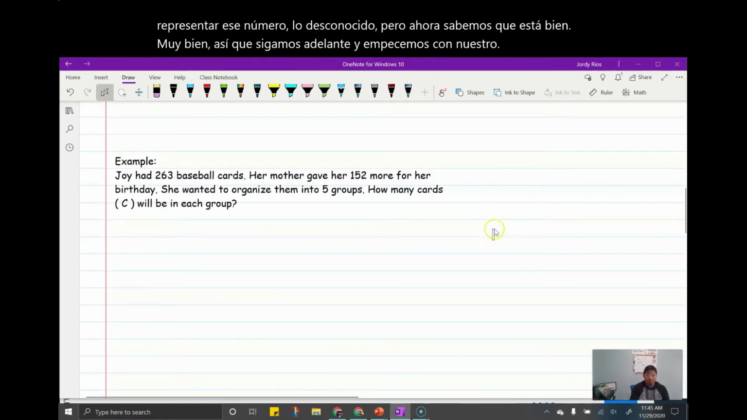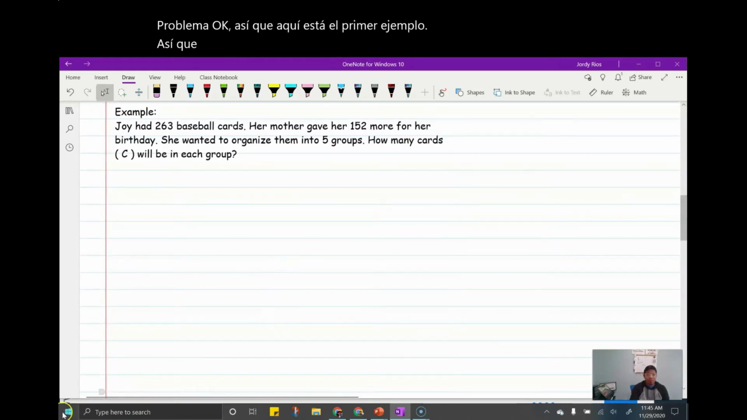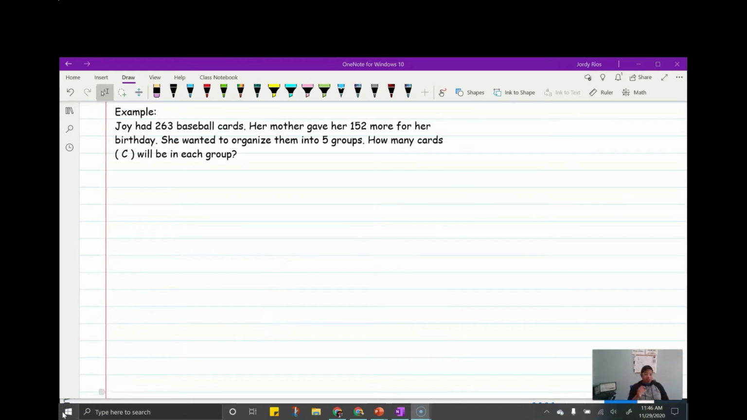So here's the first example. Let me just move this down really quick. Okay, so let's read this. Joy had 263 baseball cards. Her mother gave her 152 more for her birthday. She wanted to organize them into 5 groups. How many cards, which will be represented by C, how many cards will be in each group?